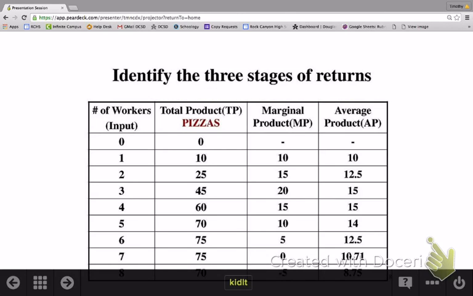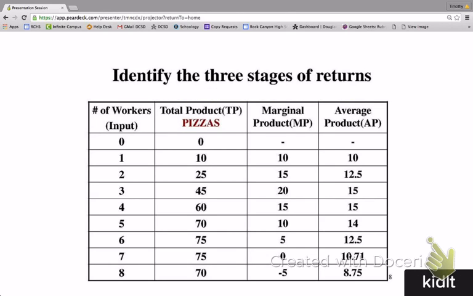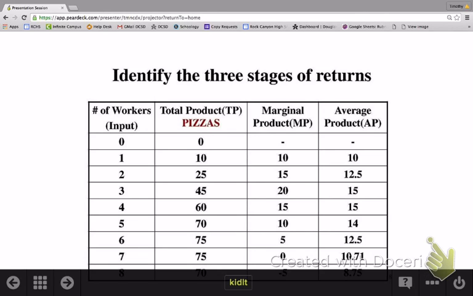Now, you should pause the video and see if you can identify the 3 stages of returns that we just talked about. Remember, there's a stage where we have increasing marginal returns, decreasing marginal returns, and then negative marginal returns. See if you can identify those 3 stages in this chart.